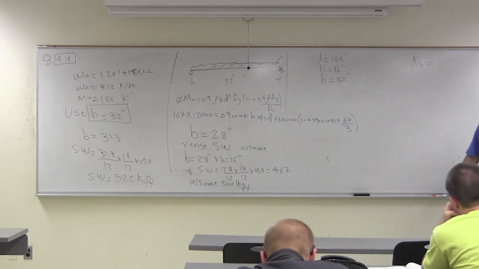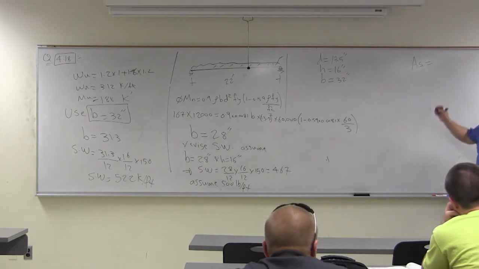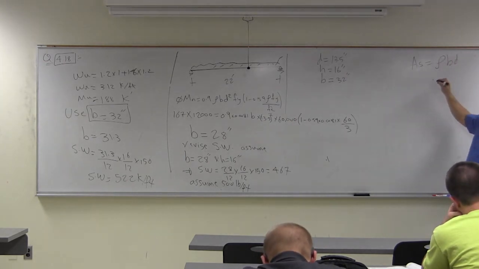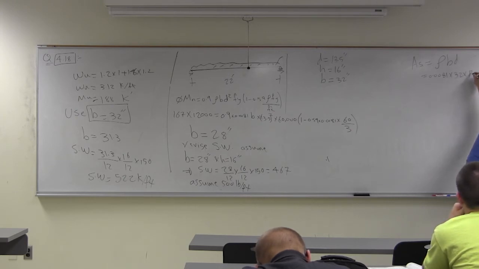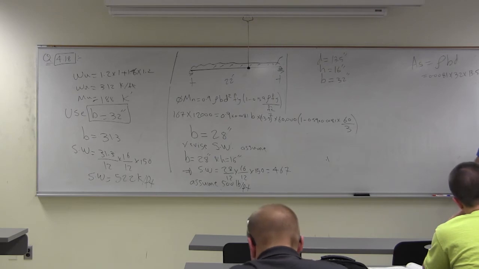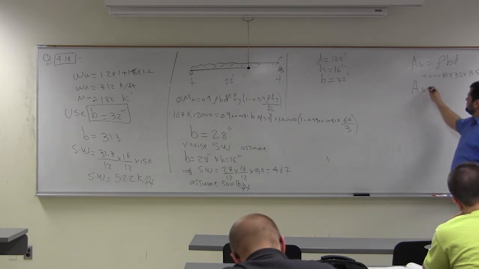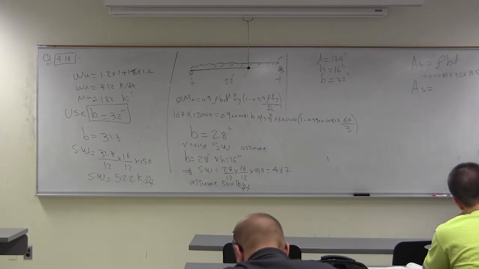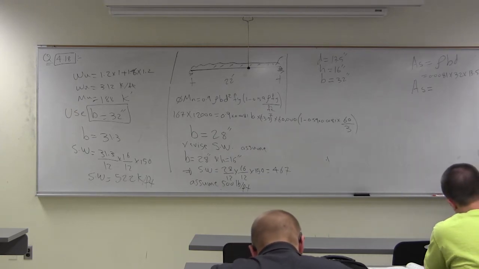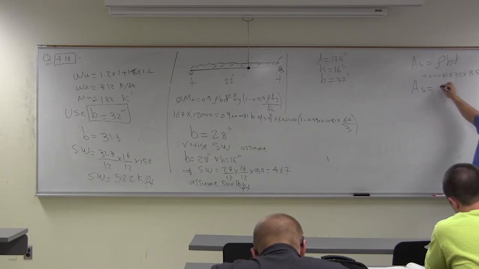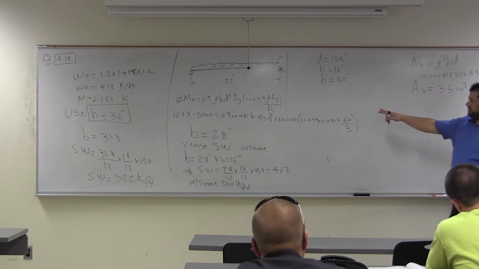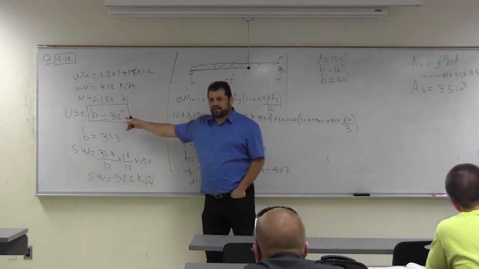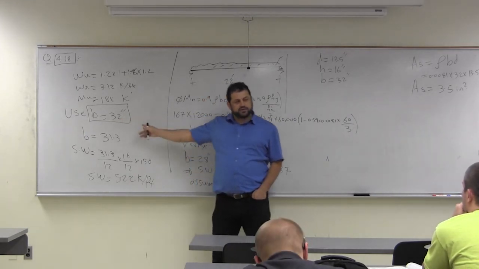What's AS? Area of steel. What is it? Rho equal 0.0081 times 32 times 13.5. That's how much steel you need. What's AS? 3.5 inch square. Right? Even if we need a little bit more than that, I'm going to tell you why we are okay. I'm going to show you in a minute.